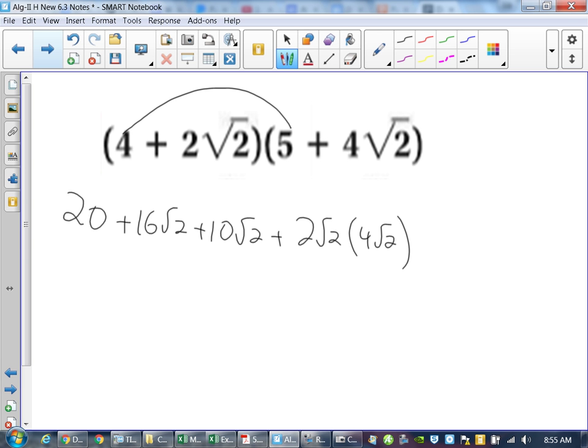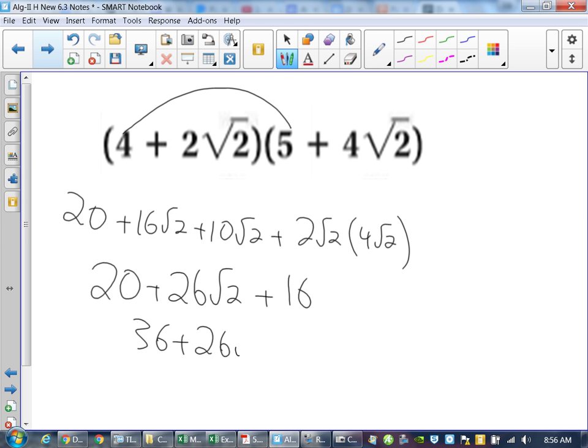Very good. So 20 plus 16 root 2 and 10 root 2 is 26 root 2. This becomes 8 root 4 when you multiply it out. 8 root 4 is 8 times 2, otherwise known as 16. So your final answer becomes 36 plus 26 root 2. This is the proper format to write it out. You put numbers first, and then you go into ones with radicals. That's it. It's just foiling. Okay? It's just foiling.